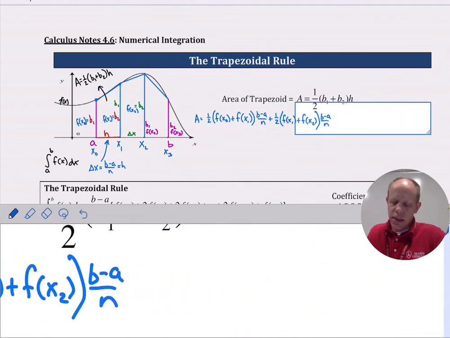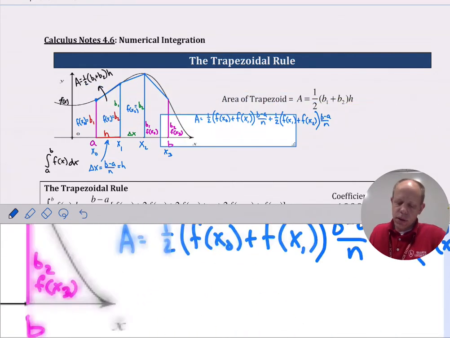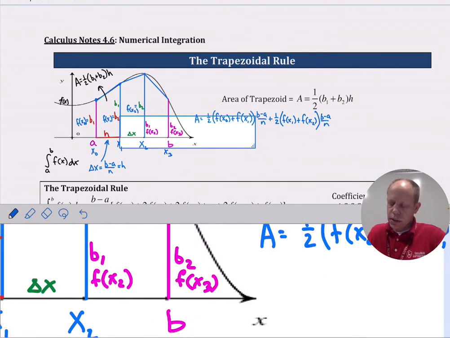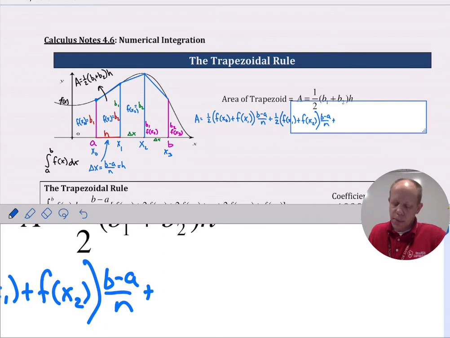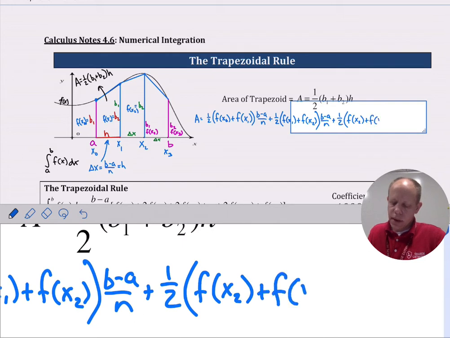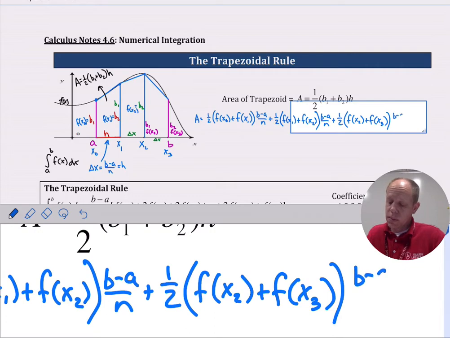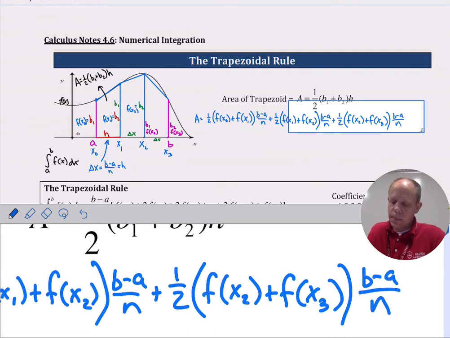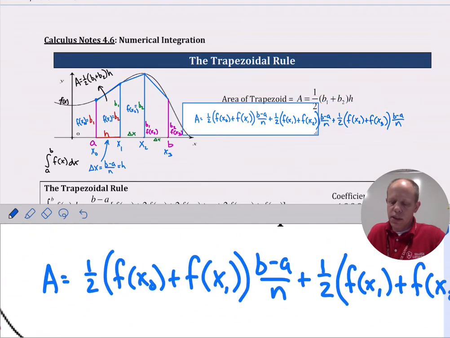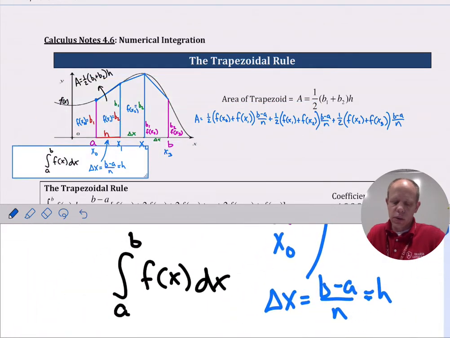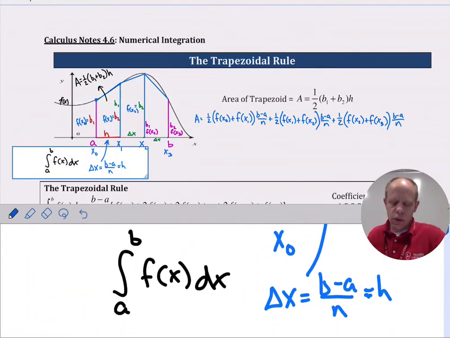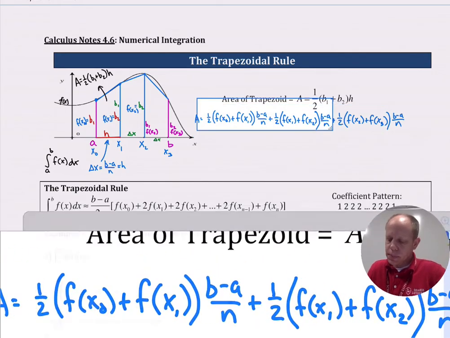And so if we add in the area of that third trapezoid, notice your delta x will also be the same, doesn't change. And so the third trapezoid here would be 1/2 times f at x sub 2 plus f at x sub 3 times the height, which is (b minus a) over n. Okay, so this would be an approximation of the area under the curve, which is also the definite integral for this function from a to b.